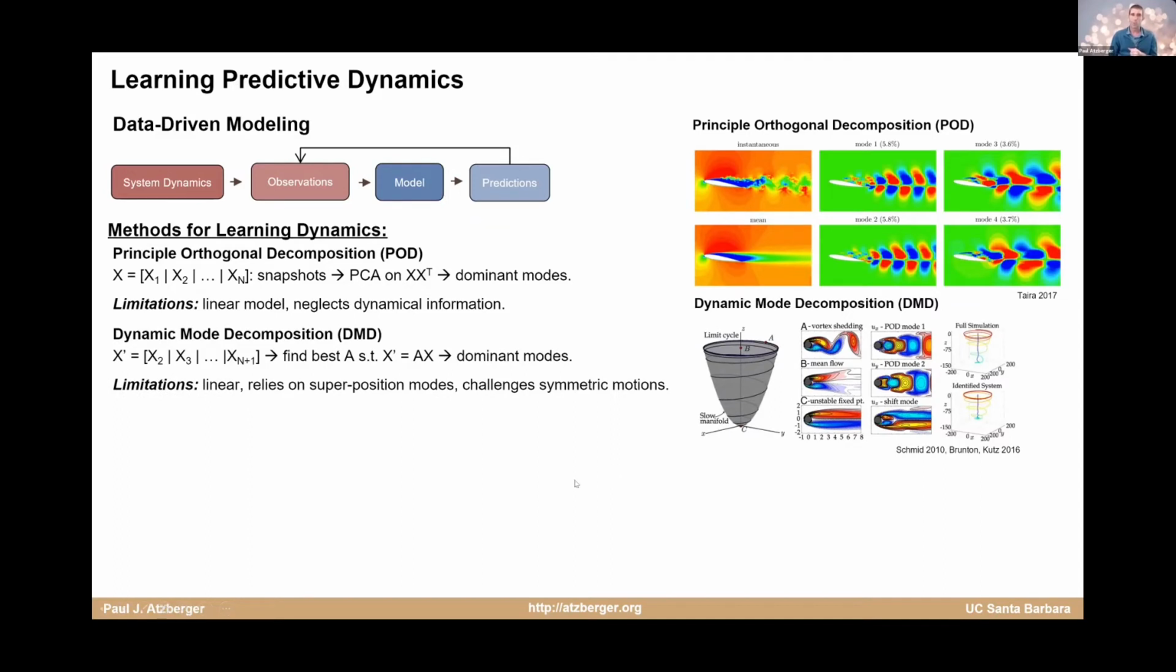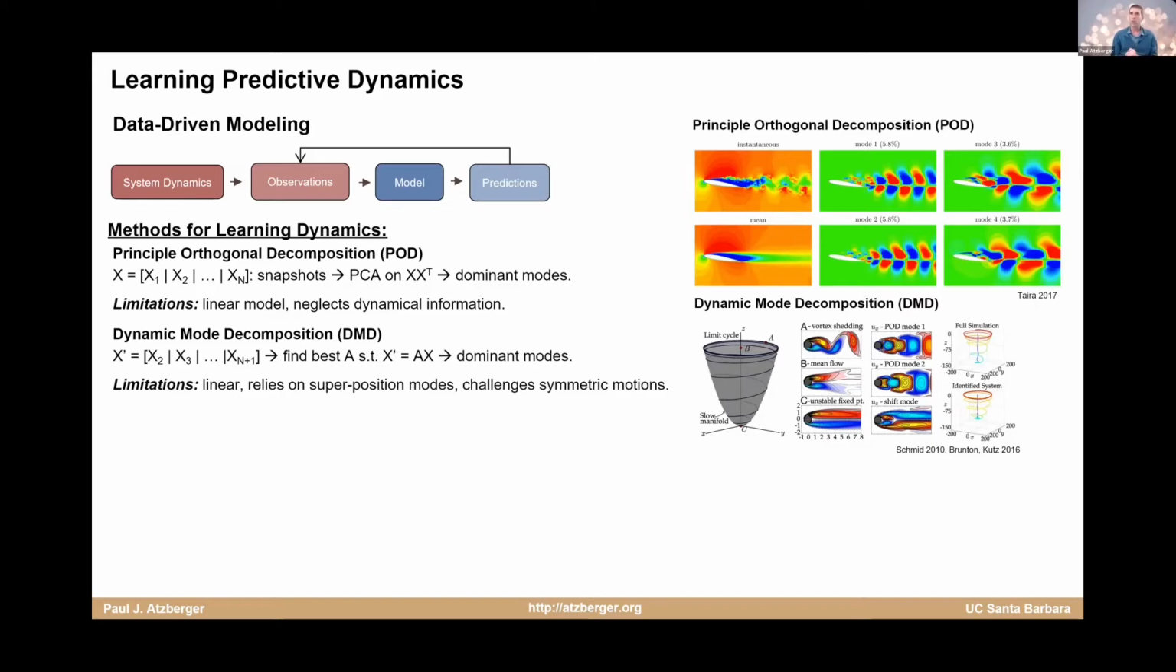Maybe the most notable one is dynamic mode decomposition, where the idea there is actually to take the dynamics into account, and you essentially look at the directions in that function space where the dynamics is best captured by a linear model. And so that's worked quite well. It essentially boils down to also doing a singular value decomposition similar to POD, but now you have a link between the snapshots in your time series.